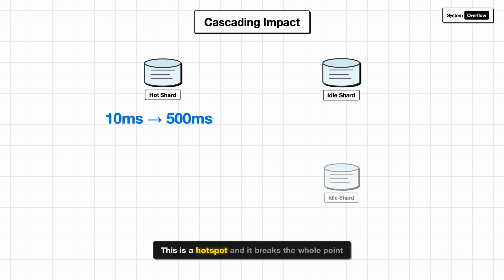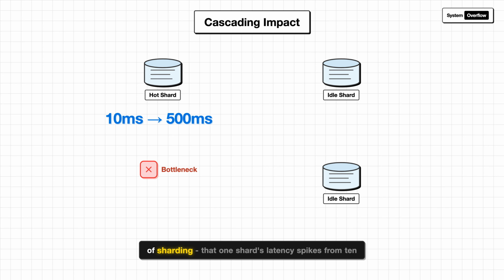This is a hotspot, and it breaks the whole point of sharding. That one shard's latency spikes from 10 milliseconds to 500, while the other 9 shards sit mostly idle, and now your entire application waits for the slowest shard.